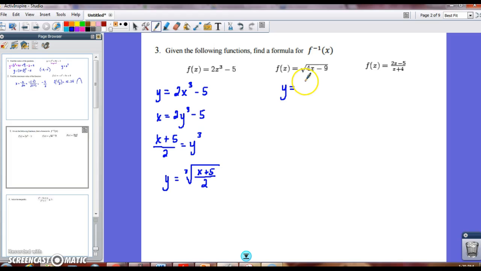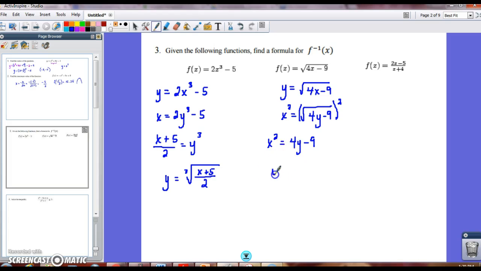So, okay, here, if I change that to y, and then I end up with y equals the square root of 4x minus 9. If I switch my x and y, I end up with x is equal to the square root of 4y minus 9. So first thing I need to do is get rid of that square root, which means I'm going to square both sides of my equation. Whatever I did on one side, I have to do to the other. That leaves me with x squared is equal to 4y minus 9.